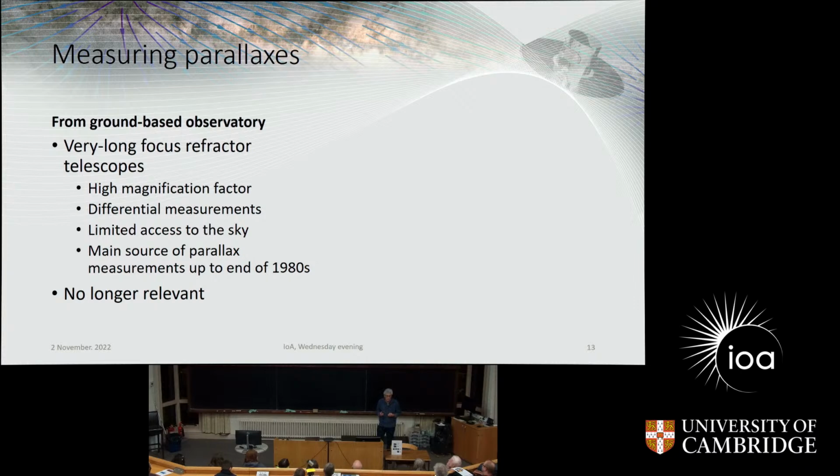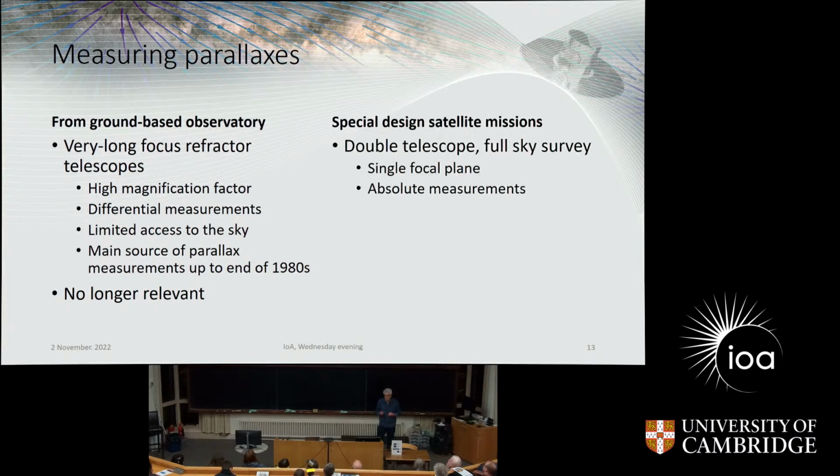It's no longer relevant. Something has come in between, and that is the special design satellite missions. Double telescope on the satellite, full sky survey, single focal plane, both fields projecting on the same focal plane, and we get absolute measurements of the parallaxes because of this system. I won't bother you with the details, that's by itself a whole 20 minutes or so to explain. But the absolute measurements is important because it's no longer relative like we did from the ground.